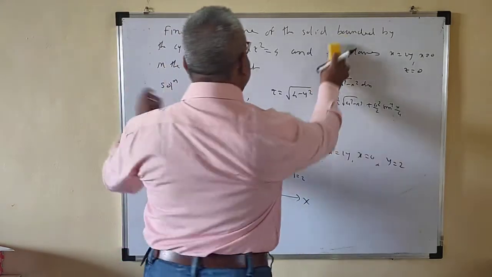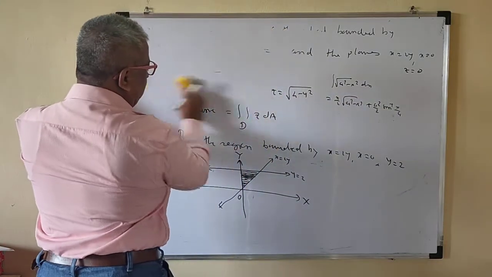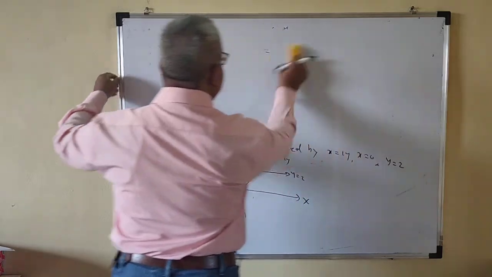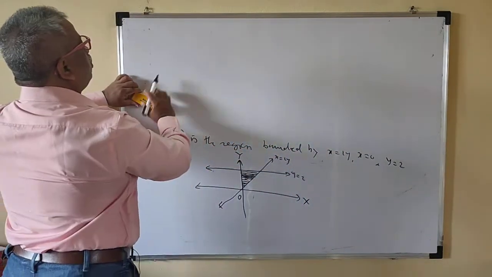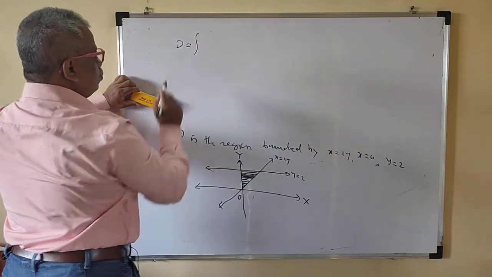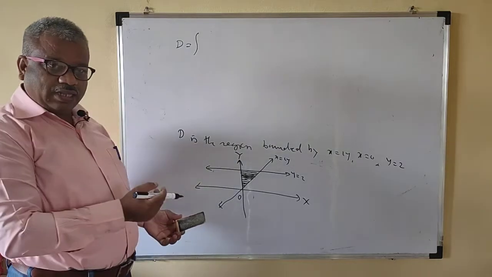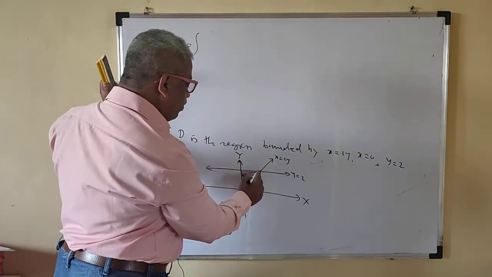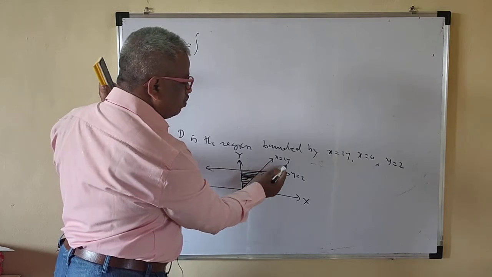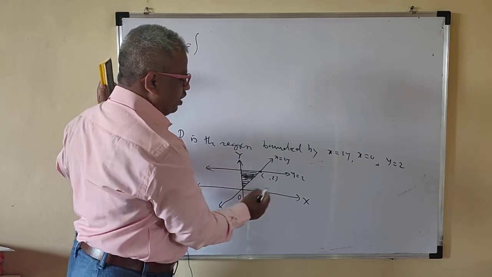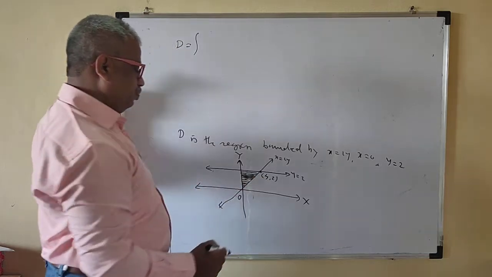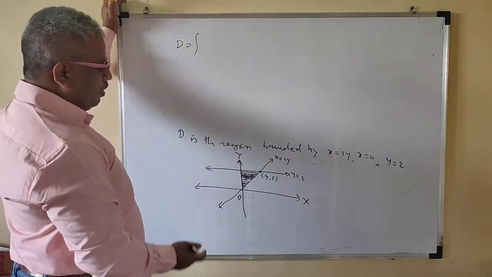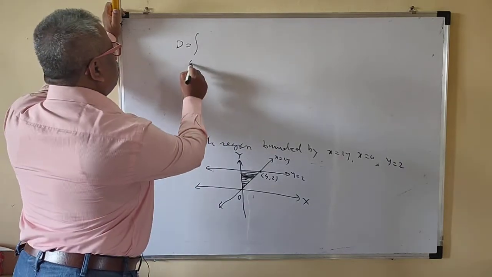Now I will write the limits and then I will erase the figure. Our strip is parallel to the x axis, so I have to write the limits of y first. So what are the limits of y? Here y is equal to 2, which is perfect. Then x is equal to 4, so x is equal to twice y. So the limits of y are 0 to 2.